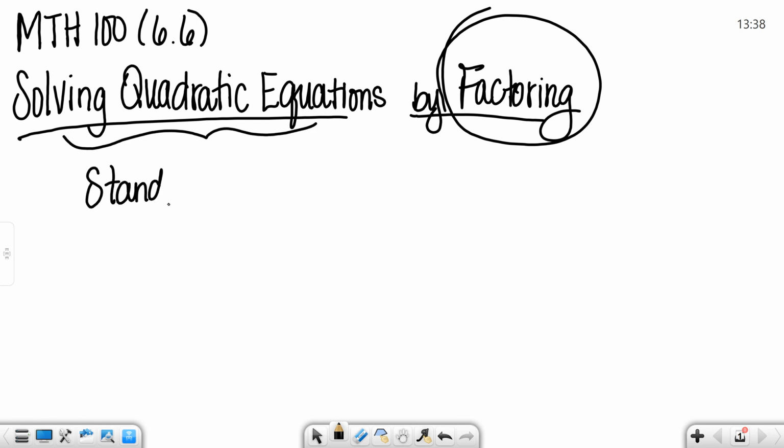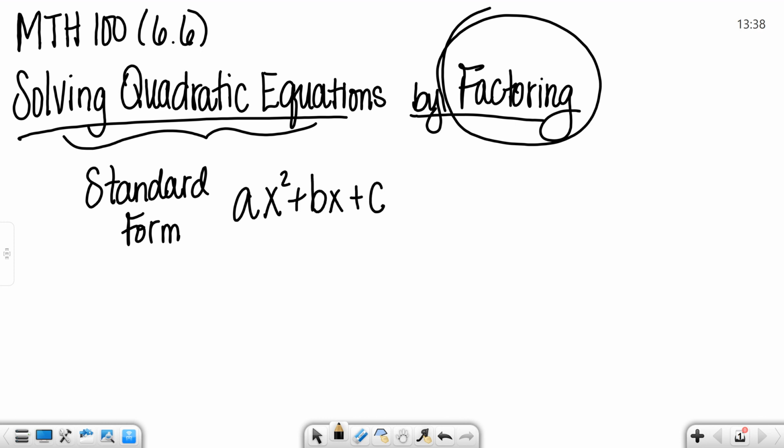Well, its standard form looks like this: ax squared plus bx plus c equals 0. The first part, the ax squared plus bx plus c, should look very familiar to you. That was what our trinomials looked like. The only thing new is this little equals 0.